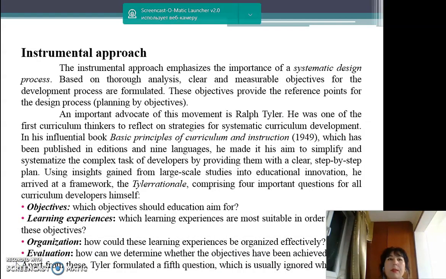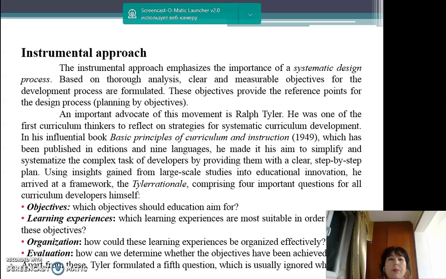Let's talk about instrumental approach, which emphasizes the importance of a systematic design process. Based on thorough analysis, clear and measurable objectives for the development process are formulated. These objectives provide the reference points for the design process, planning by objectives. An important advocate of this movement is Ralph Tyler. He was one of the first curriculum thinkers to reflect on strategies for systematic curriculum development.